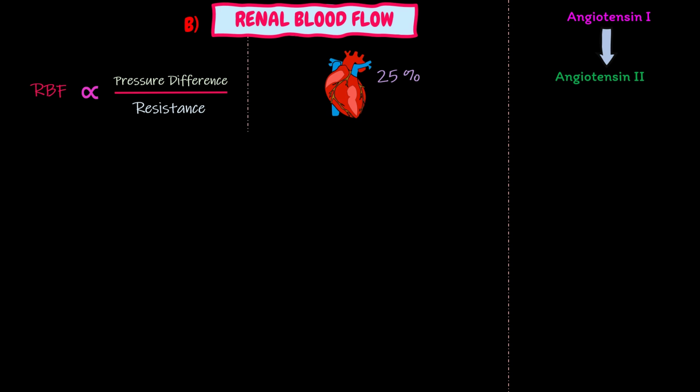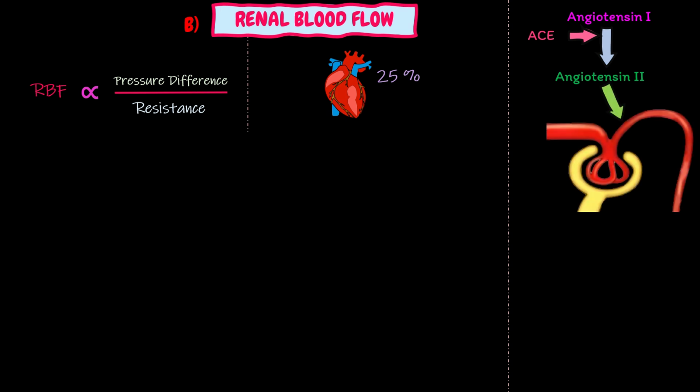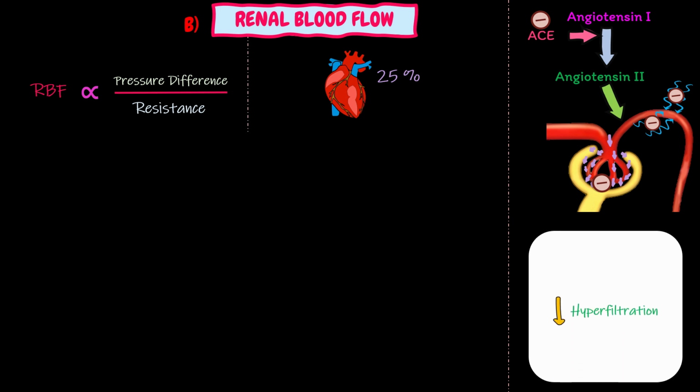Angiotensin I converts to angiotensin II through angiotensin-converting enzyme. At low concentrations, angiotensin II preferentially constricts efferent arterioles, thereby protecting, through increasing, the glomerular filtration rate. Angiotensin-converting enzyme, or ACE inhibitors, dilate efferent arterioles and produce a decrease in glomerular filtration rate. These drugs reduce hyperfiltration and the occurrence of diabetic nephropathy in patients of diabetes mellitus.